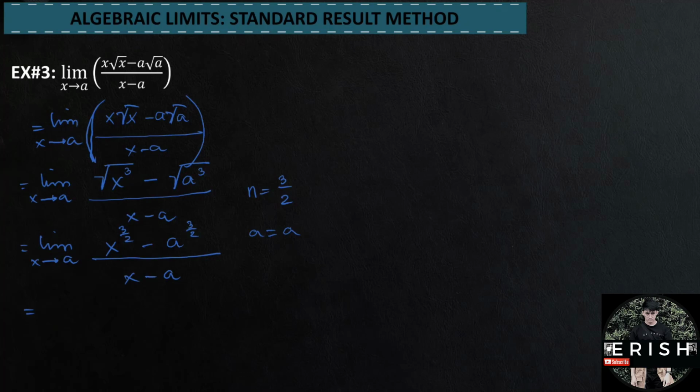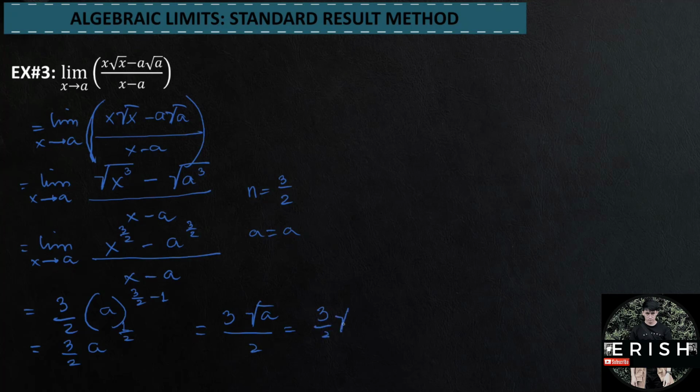So, gamitan na natin ng formula ng standard result method, n times a raised to n minus 1. This is 3 over 2 times a natin na a lang din raised to 3 over 2 minus 1. And this is 3 over 2 times a raised to 3 over 2 minus 1, which is 1 half. And kung i-simplify natin, ang pwede lang maging answer is 3 times square root of a over 2 or simply 3 over 2 square root of a. Ito na yung ating final answer for example number 3.